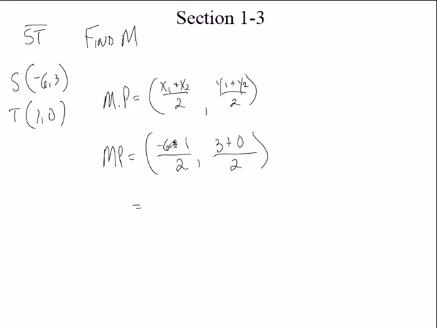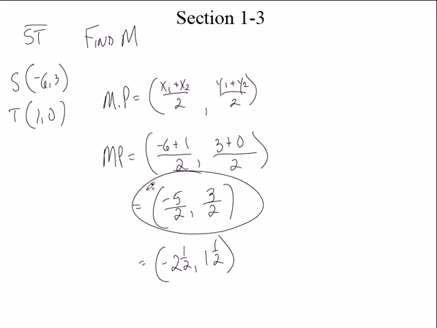And now let's just simplify it. What's negative 6 plus 1? It's negative 5. You guys did know that, right? All right, so negative 6 plus 1 is negative 5 over 2. What's 3 plus 0? 3 over 2. You can just leave it like that. Or if you wanted to, you could write it as a mixed number. What would this be? Negative 2.5. And then this would be 1.5. You could leave it either way. I'd be fine with that, or I'd be fine with this.